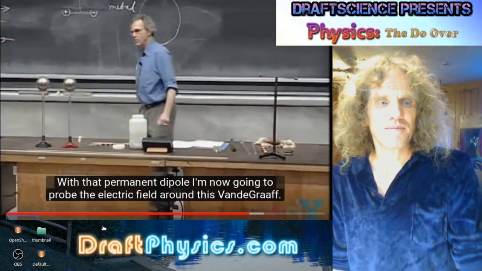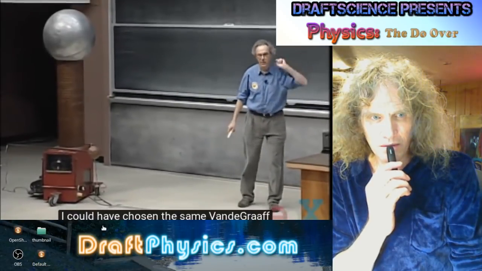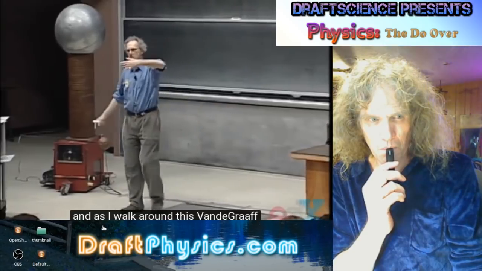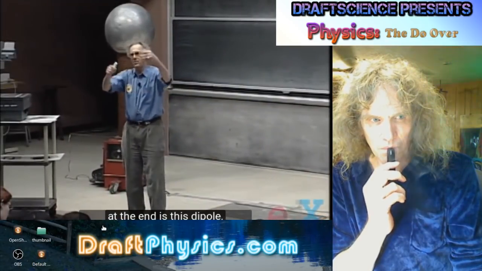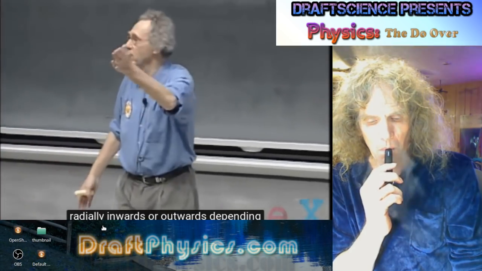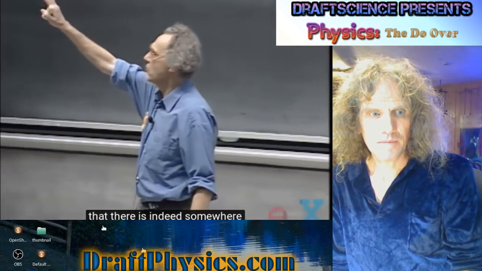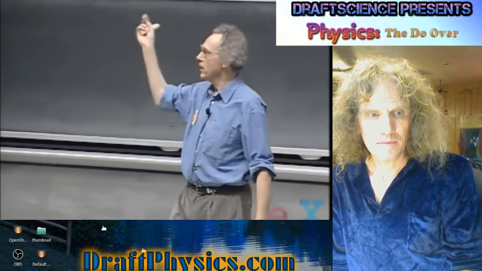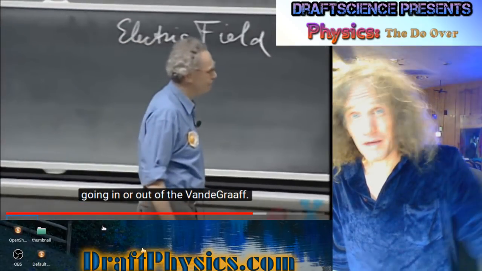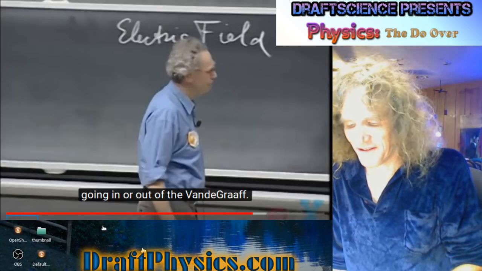With that permanent dipole, I'm now going to probe the electric field around this Van de Graaff. I could have chosen the same Van de Graaff, but there's a reason why I picked this one. And as I walk around this Van de Graaff, you will see that this fishing rod, at the end is this dipole, that the dipole always wants to go radially inwards or outwards, depending on how you look at it, of this field. So I can probe this field and make you see for the first time that there is indeed, somewhere here, a strong radial field going in or out of the Van de Graaff. I don't know why he chose, other than the big one makes it more obvious. You know, the field is bigger.